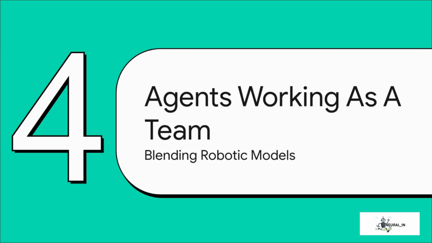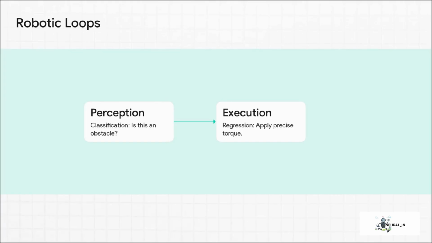Section 4. Agents, working as a team, blending models for robotic execution. Let's zoom back out for a second. In the real world of agentic AI, advanced systems rarely just use one or the other. They work together as a highly coordinated team.